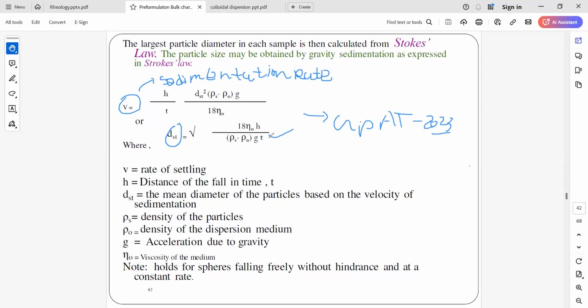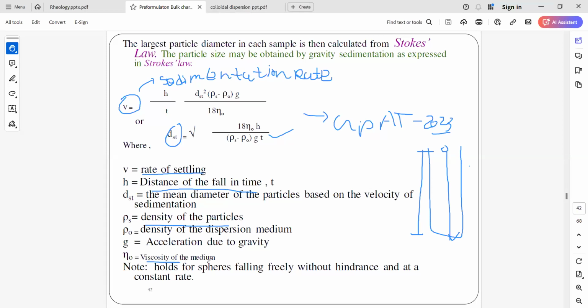Okay, and this was in, I think, GPAT 2020 first or second shift, right? So this is very important. The Stokes equation, where I have told, V is the rate of settling, that is the rate of sedimentation. Then h is a distance, like in case of the Anderson apparatus. If the particle is traveling from here to here, this is the height, or the distance which the particle travels. Okay, then the Stokes diameter, then the density of the fluid, and the density of the particle.